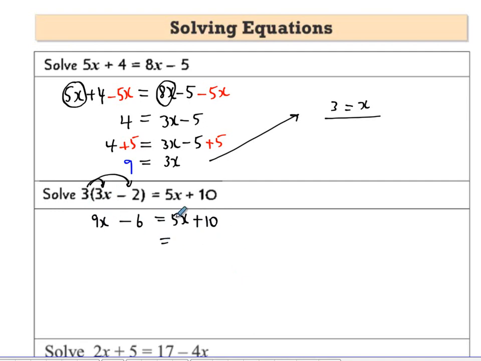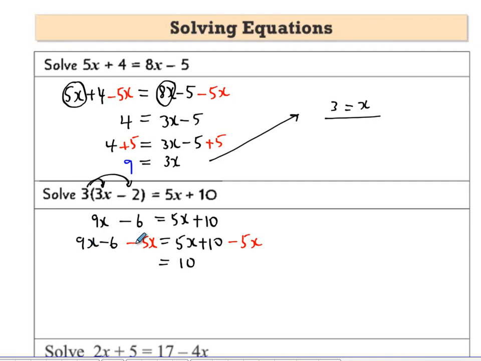Again, we have 9x and 5x on two sides of the equation. We need to make sure that we have our x's on the same side. 9x on the left, 5x on the right. That's a smaller number. Then I take the smaller one away, take away 5x, take away 5x. Let's see what happens. 5x take away 5x, 0. I have 10 on the right side.